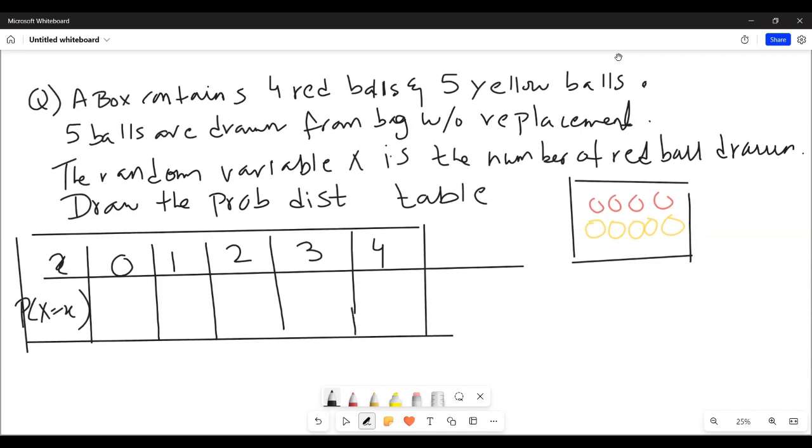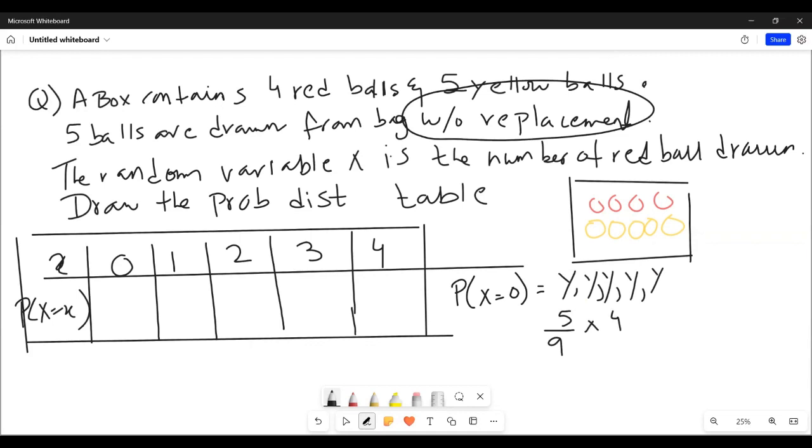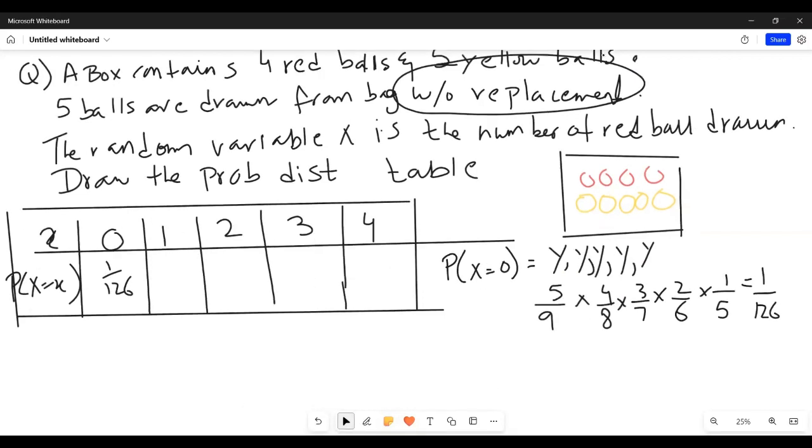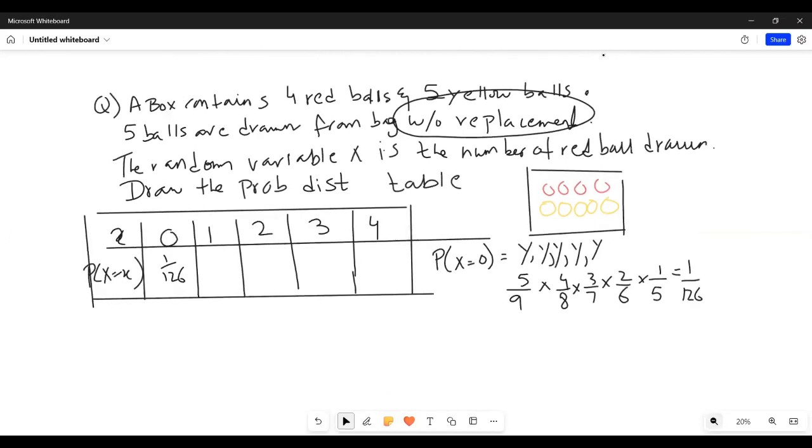Okay, so now we find the probability that no red ball is drawn. So that means it's going to be yellow, yellow, yellow, yellow, and again yellow. So probability of getting a yellow is 5/9. And it says without replacement. So the probability of getting a yellow again is now going to be 4/8. Then 3/7. Then 2/6. Then 1/5. Now this gives, let me check, 1/126. Okay. They're all yellow, so we won't do 5C anything. You could do 5C5, but that's just one.